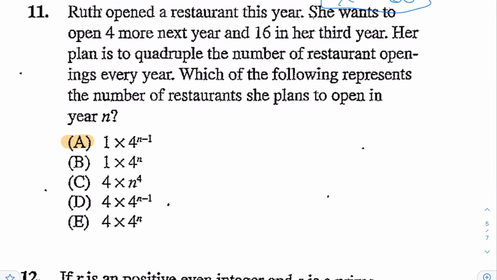For number 11, Ruth opened a restaurant this year, and she wants to open 4 more next year, and 16 her third year. Her plan is to quadruple the number of restaurant openings every year. Which of the following represents the number of restaurants she plans to open in N years? So this is called a geometric function because you keep multiplying by a constant to get to the next number.